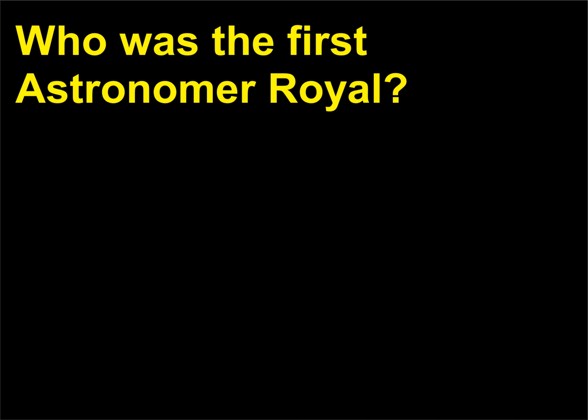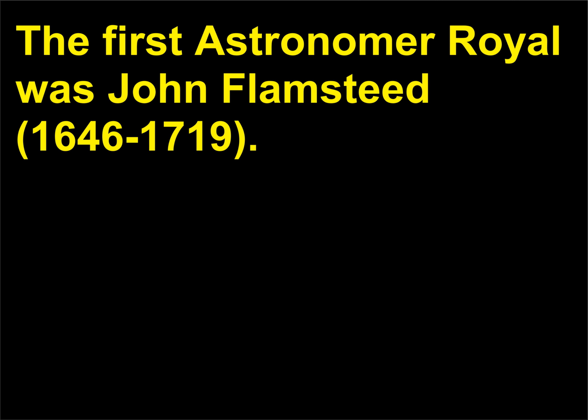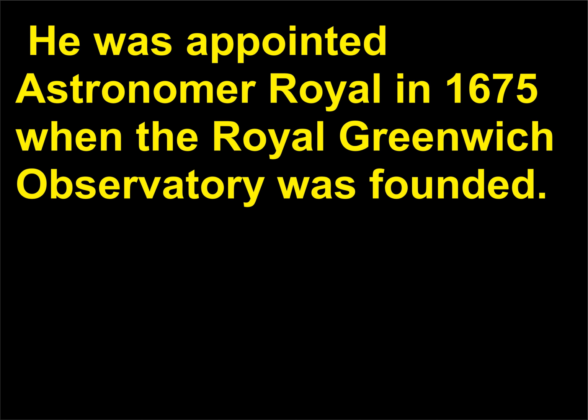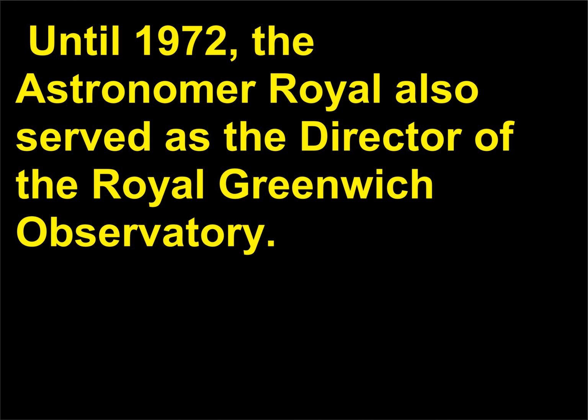Who was the first Astronomer Royal? The first Astronomer Royal was John Flamsteed, 1646–1719. He was appointed Astronomer Royal in 1675 when the Royal Greenwich Observatory was founded. Until 1972, the Astronomer Royal also served as the director of the Royal Greenwich Observatory.